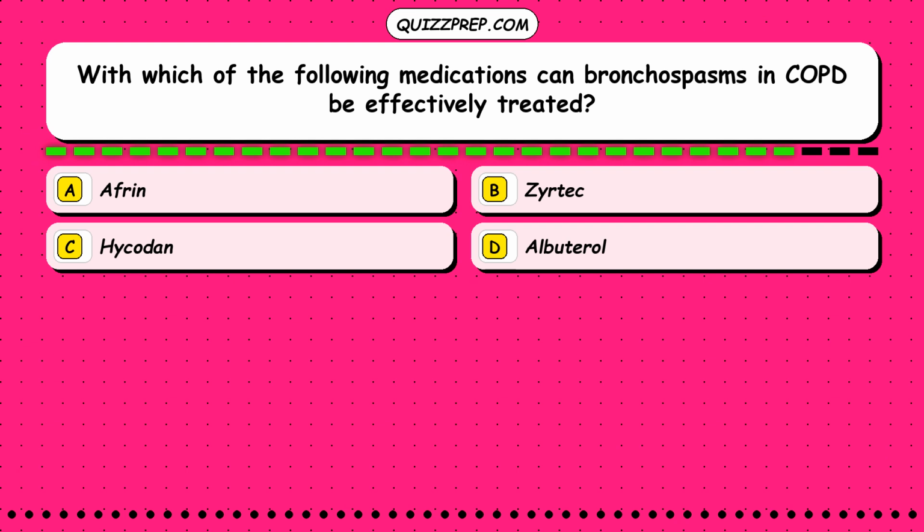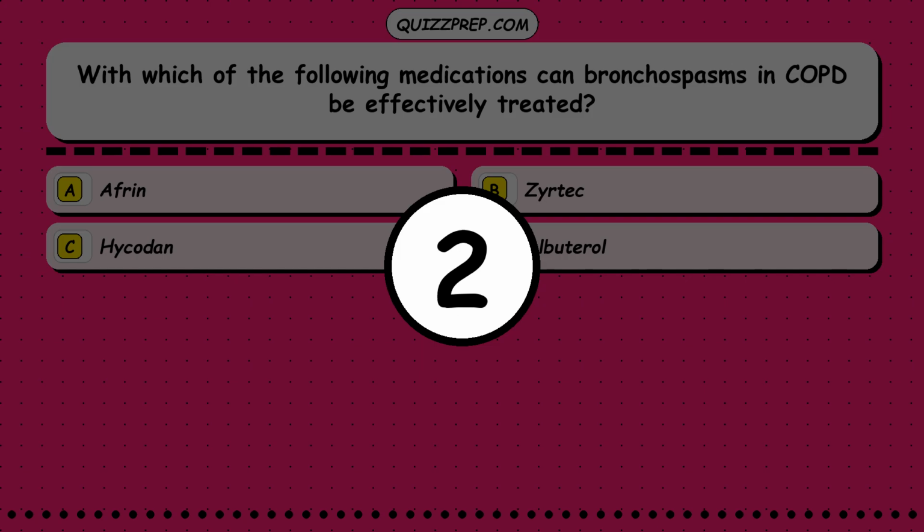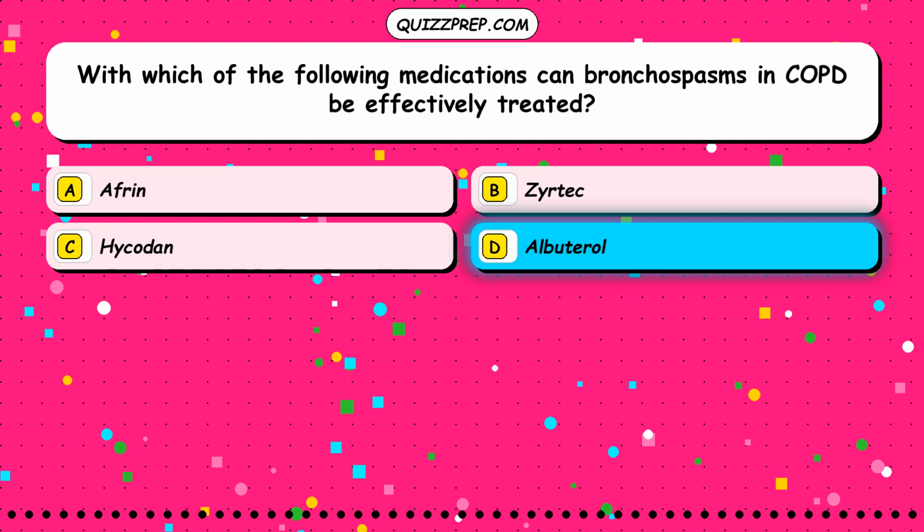Question 115. With which of the following medications can bronchospasms and COPD be effectively treated? Option A, Afrin. Option B, Zyrtec. Option C, Vicodin. Option D, albuterol. The correct answer is option D, albuterol.